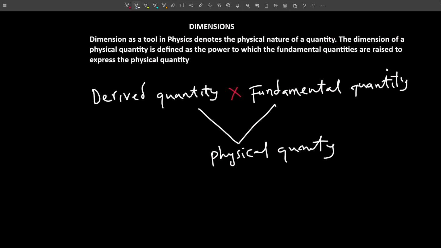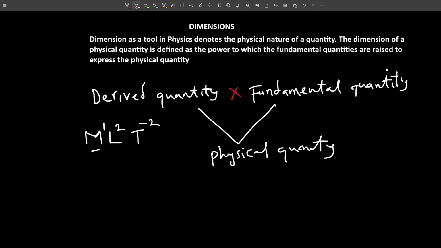So dimension simply talks about the nature of a physical quantity and shows the relationship between derived quantities and fundamental quantities. In other definitions, we can say that the dimension of a physical quantity is just the power at which a fundamental quantity is raised to express a physical quantity. Usually, when you start solving, you find something like M raised by 1, L raised by 2, T raised by minus 2.